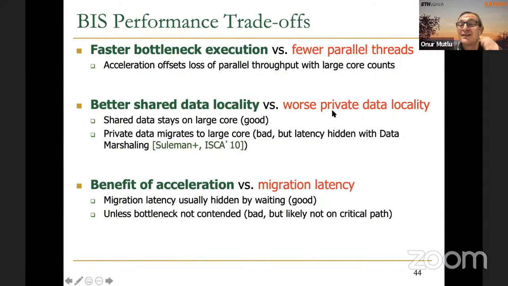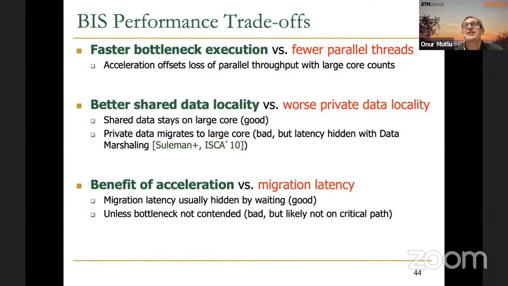How exactly do you guarantee that the shared data stays in the large cores if it's the table that decides which is locally executed and which isn't? Yeah. So basically, that's a good question. It's not a guarantee. It's basically a probability. Probabilistically, shared data stays on the large core for contended bottlenecks. But yes, there is no guarantee, absolutely. You're absolutely right, especially in this case.